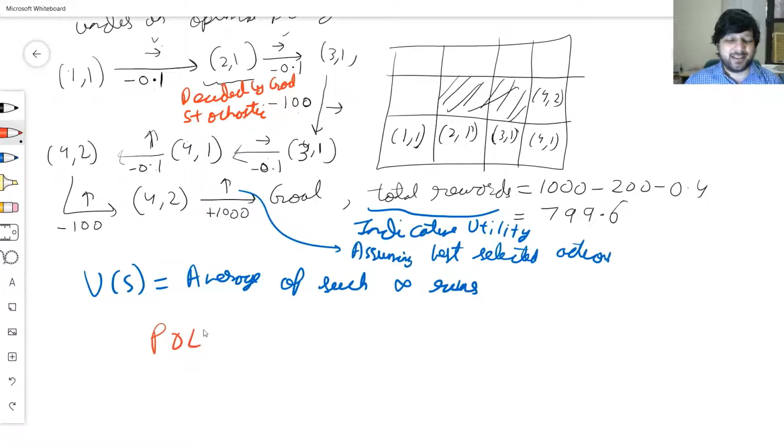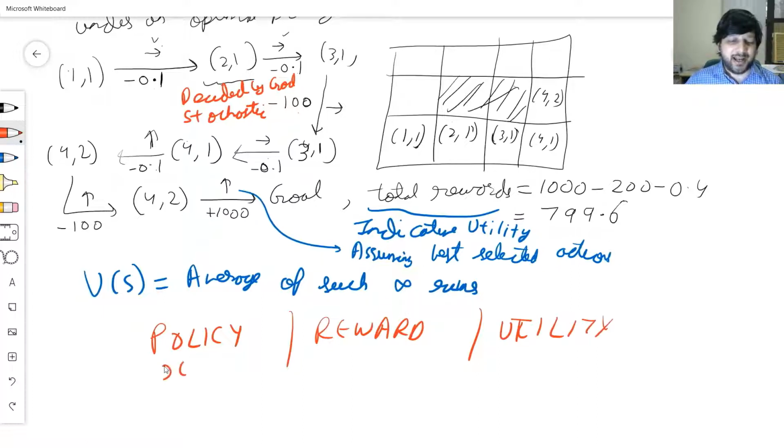So we have three terms: policy, reward, and utility. Policy is denoted by pi of s, reward by r(s, a, s'), and utility by U pi of s. Policy just says which is the best action: up, down, right, left. Which is the best action to be taken from a state S? We haven't calculated it yet, but that's what the entire lecture is about. So policy just says at state S which is the best action.